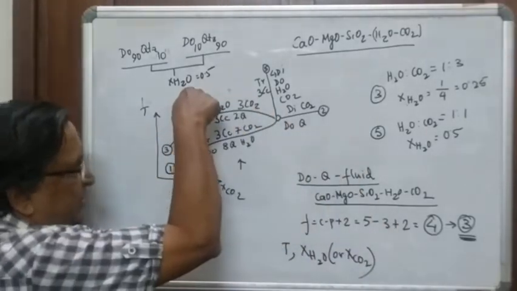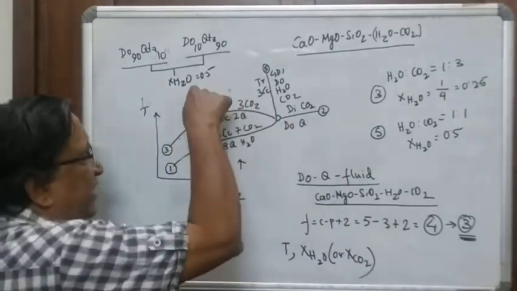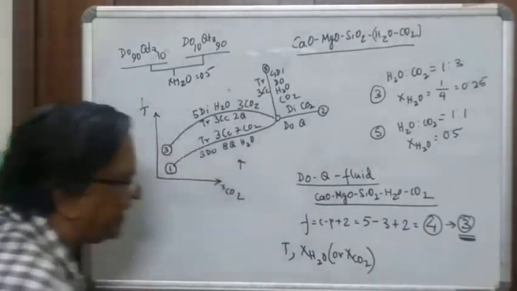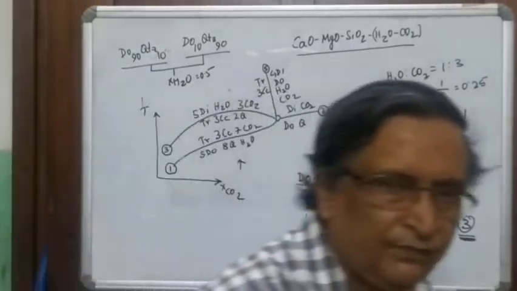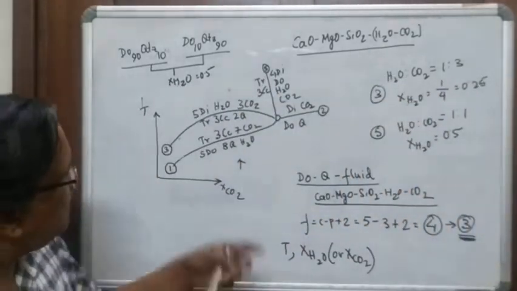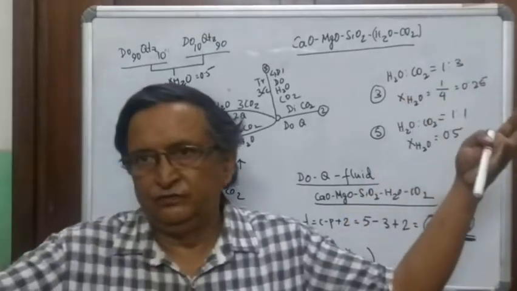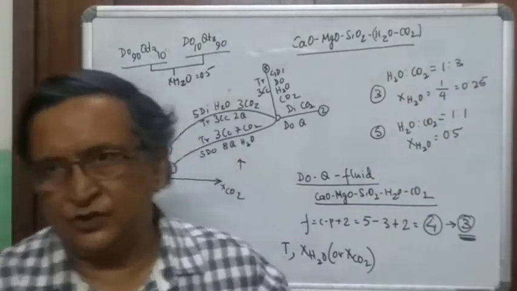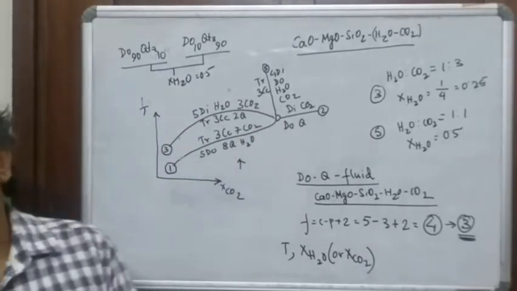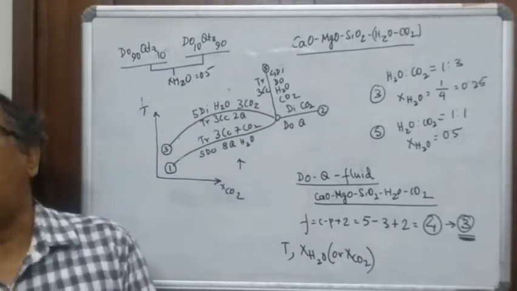At isobaric conditions, there are no assumptions. At isobaric conditions, the variance should be 3. But when I look at the metamorphic variables, it's T and XH2. I do not see any more metamorphic variables. No intensive variables are present in the rock. Where is the flaw? Where is the flaw?